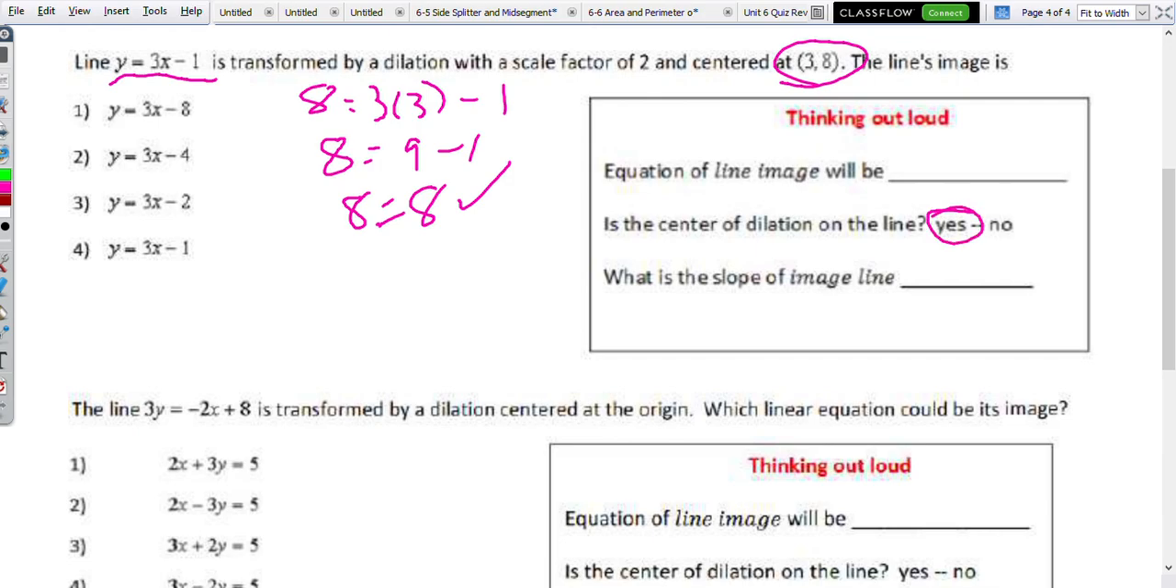Boom. So the slope is going to stay the same. It's going to be the exact same equation. So it's y equals 3x minus 1. The slope is going to stay the same. It's just 3 minus the negative 1, and boom, we got the answer of 4. That one's an easy one.